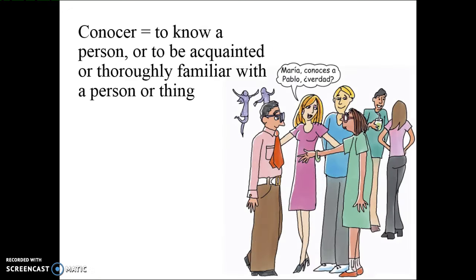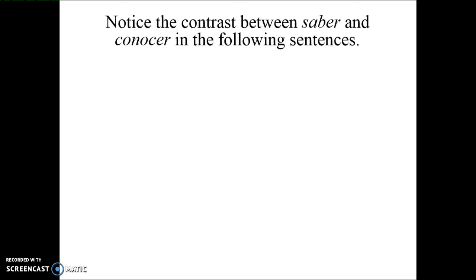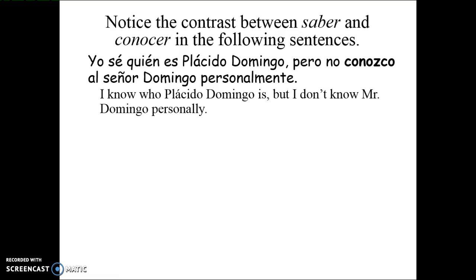Okay. So when do we use conocer? Conocer is used when you're talking about knowing a person or to be acquainted or thoroughly familiar with a person or thing. So you want to talk about, I know my mom. Like you want to say that you know them as a person. So notice the contrast between saber and conocer in the following sentences.